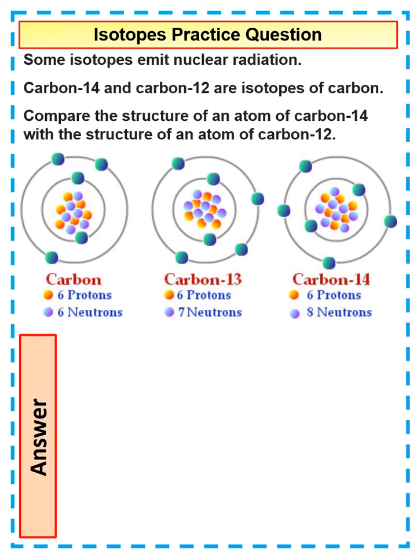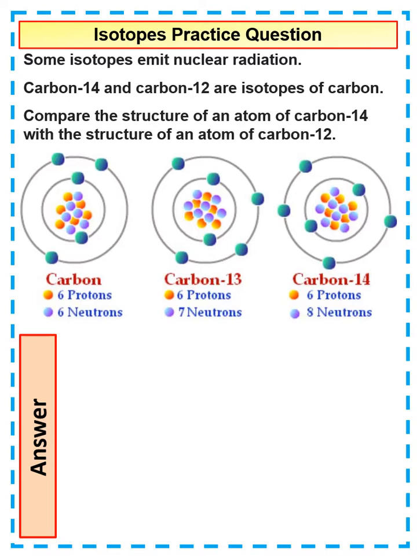So this is a nice short question about isotopes. Remember that isotopes are different versions of an atom because they contain different numbers of neutrons. Some isotopes emit nuclear radiation. Carbon-14 and carbon-12 are both isotopes of carbon, so they're both different forms of carbon.